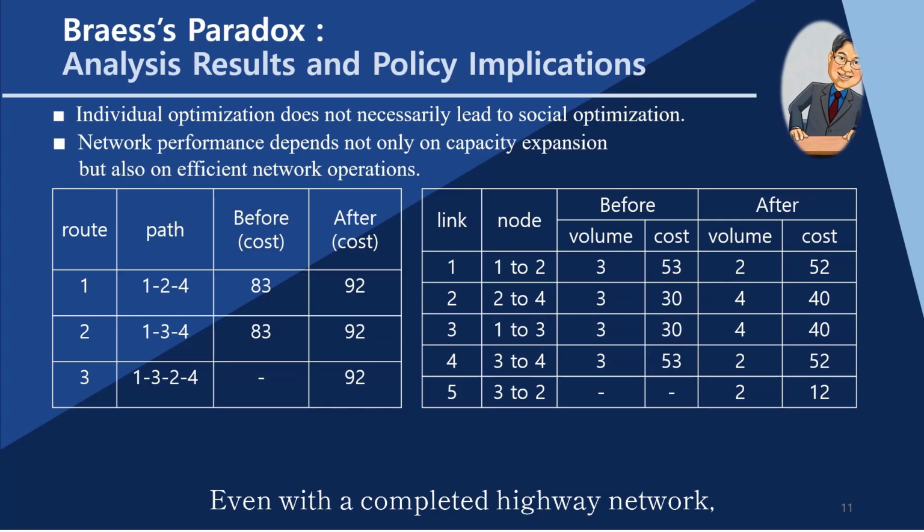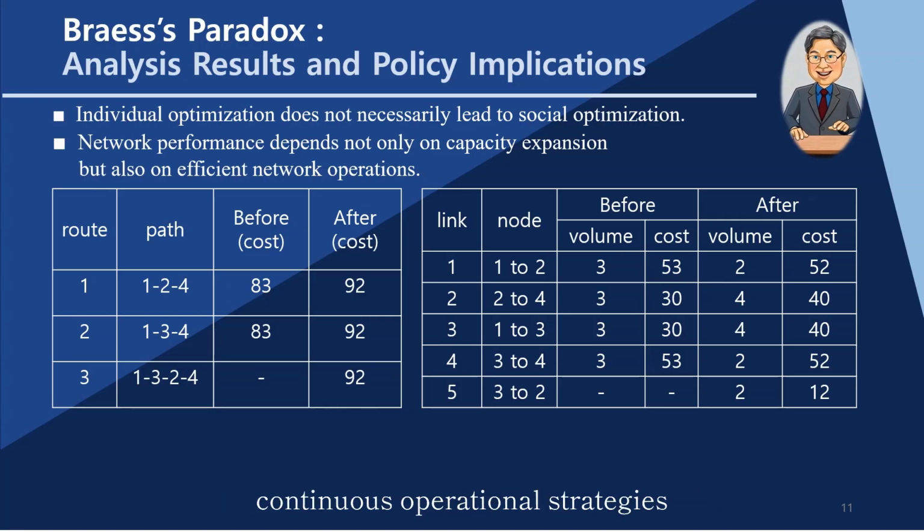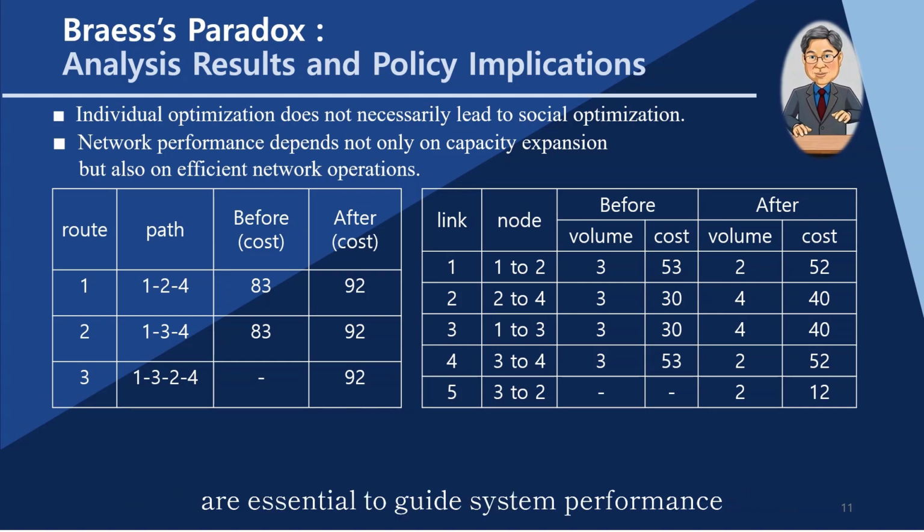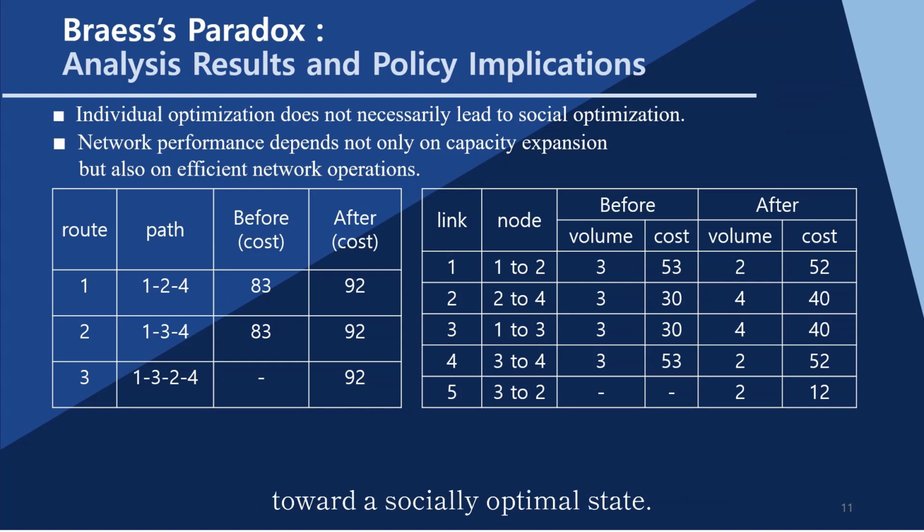Even with a completed highway network, continuous operational strategies such as congestion pricing and advanced traveler information systems are essential to guide system performance toward a socially optimal state.